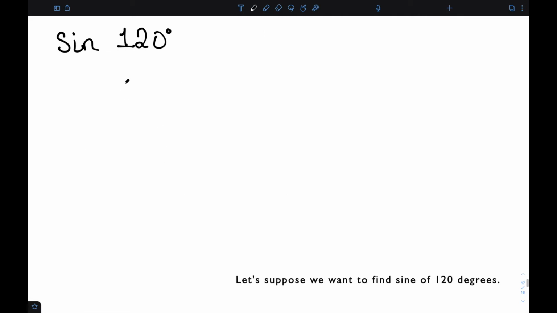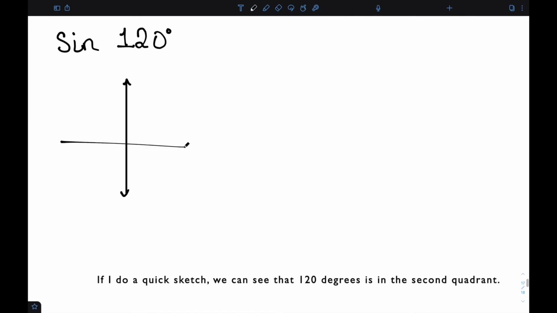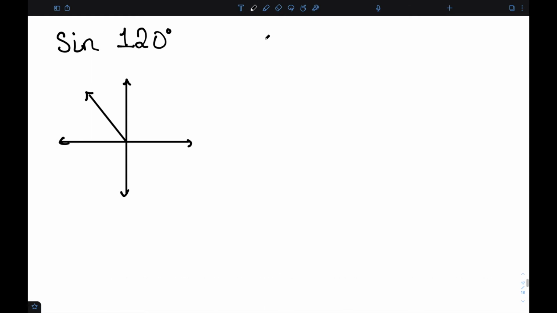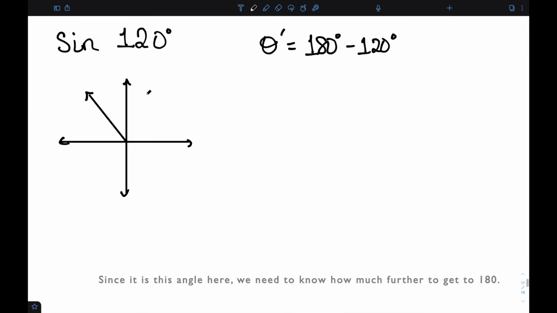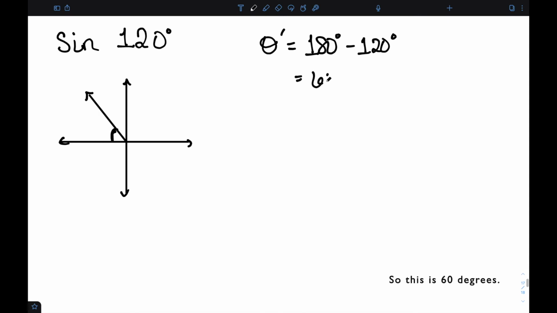Let's suppose we want to find sine of 120 degrees. If I do a quick sketch, we can see that 120 degrees is actually in the second quadrant. So the reference angle for things in the second quadrant is found by 180 degrees minus 120 degrees. Since it's this angle here, we need to know how much further to get to 180. So this is 60 degrees.